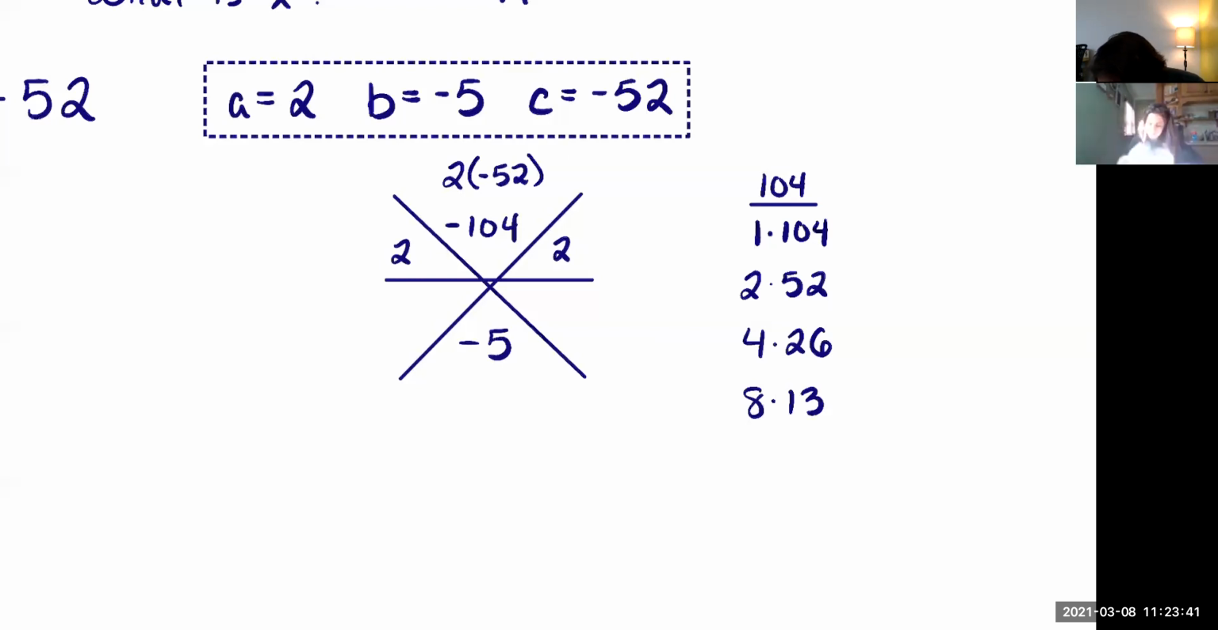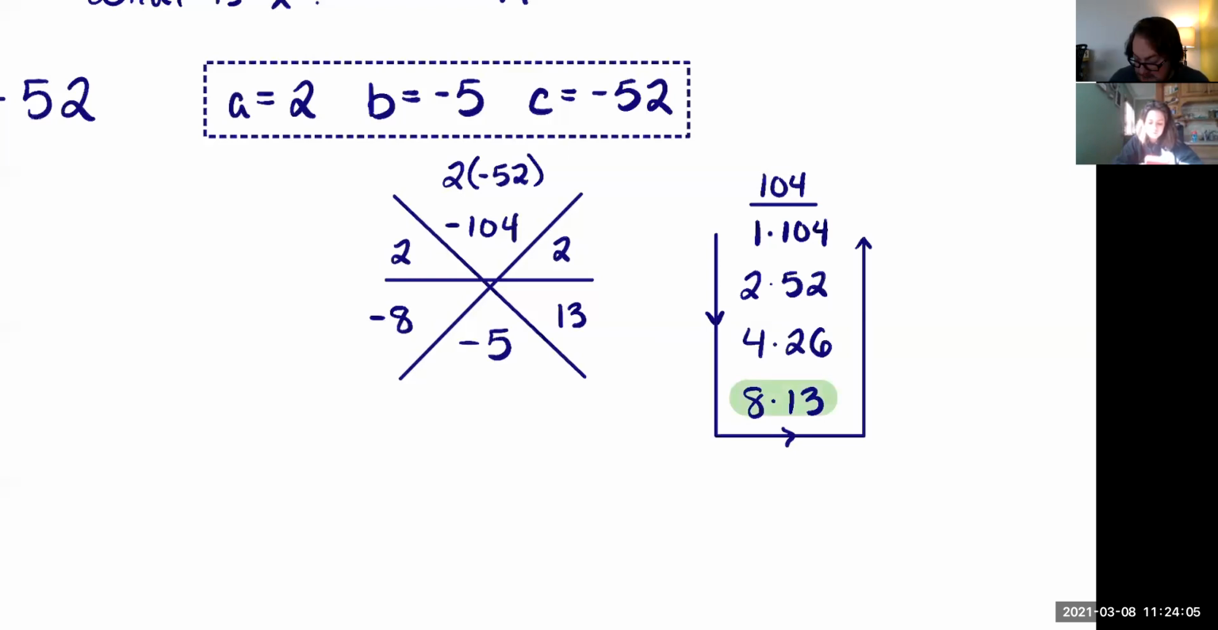9, nope. 10, nope. 11, nope. 12, nope. 13, already on my list. So I have my factor pairs here. Negative 8 and 13. Let's check. Negative 8 times 13 would give me a negative 104. What's negative 8 plus 13? Positive 5. No panic. That just tells me that I put the negative sign on the wrong value. So the 13 should be negative instead of the 8.